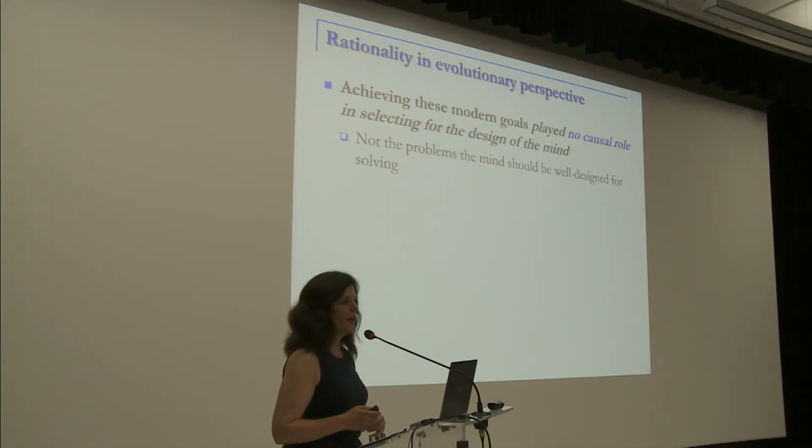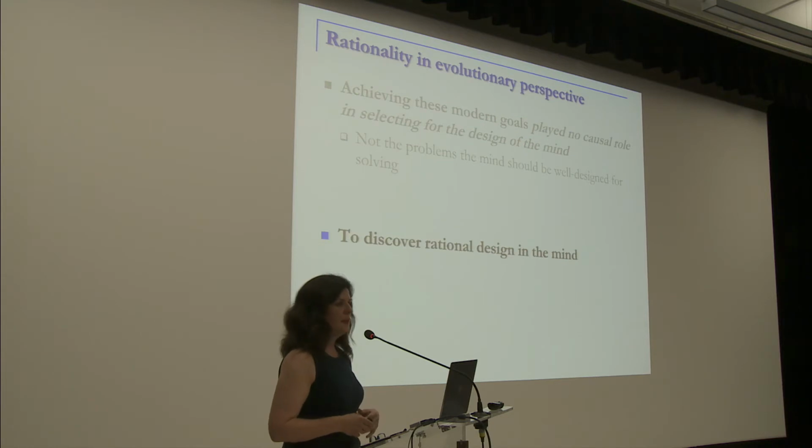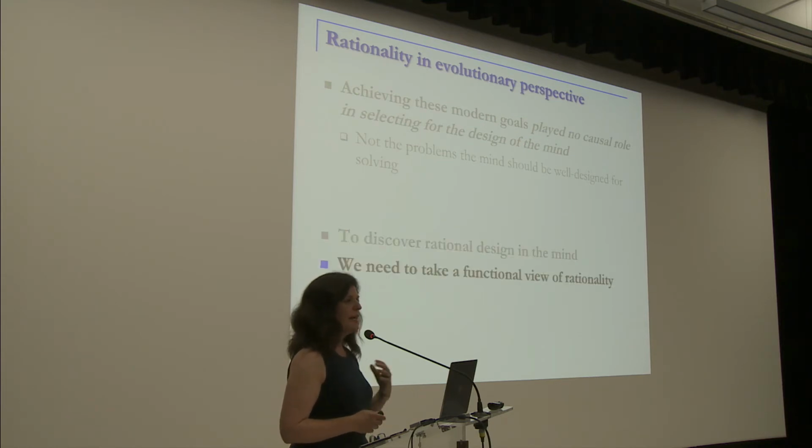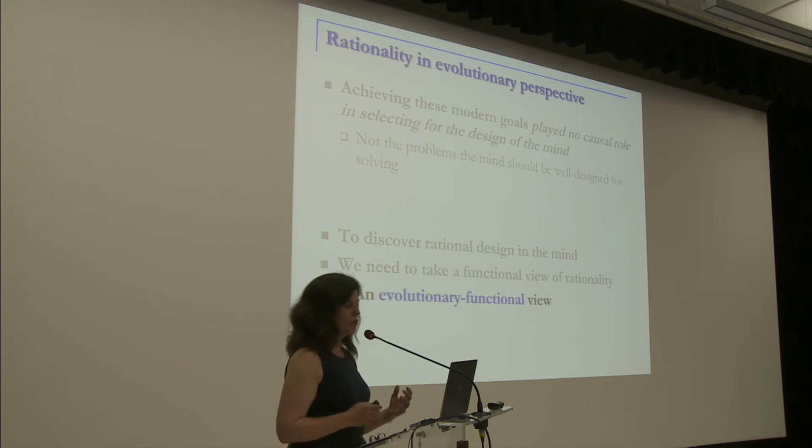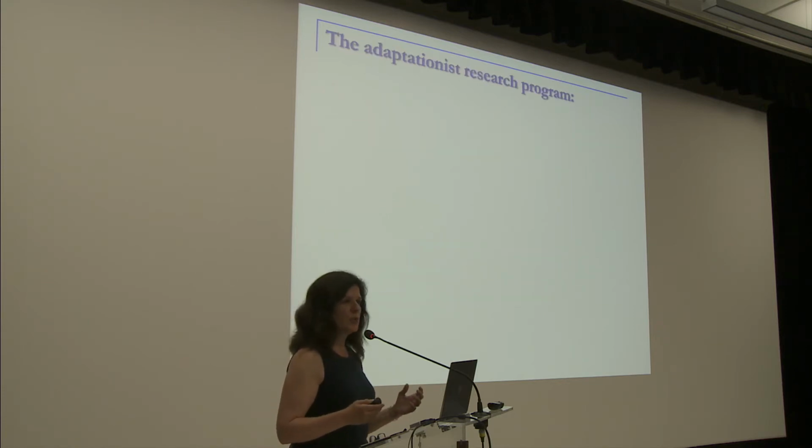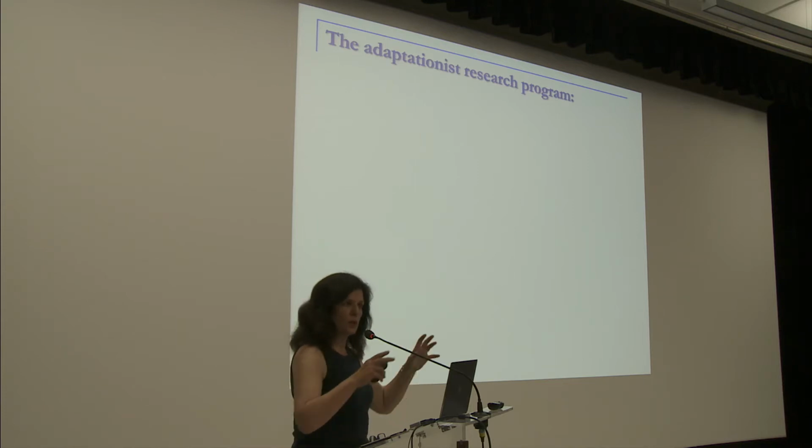Rationality in an evolutionary perspective looks different. Achieving these modern goals played no causal role in selecting for the design of the mind. They are not the problems the mind should be well designed for solving, at least not as they have been presented to people. To discover rational design in the mind, we need to take a functional view of rationality, an evolutionary functional view. And that's what the Adaptationist Research Program does. So the overall title of our series is the Adaptationist Revolution is Transforming the Cognitive Sciences. Maybe that's, well, gone a little bit far, but could go farther. And so I want to explain what this is.